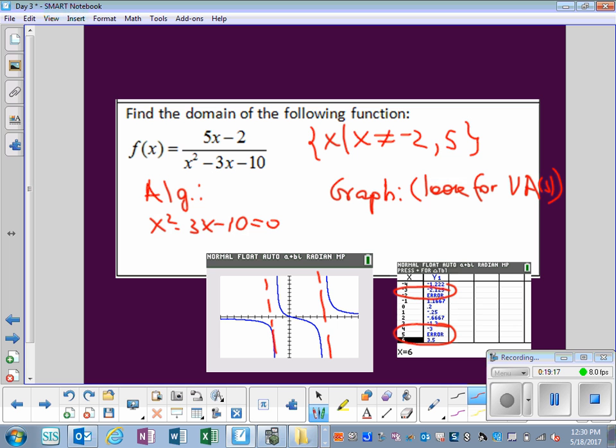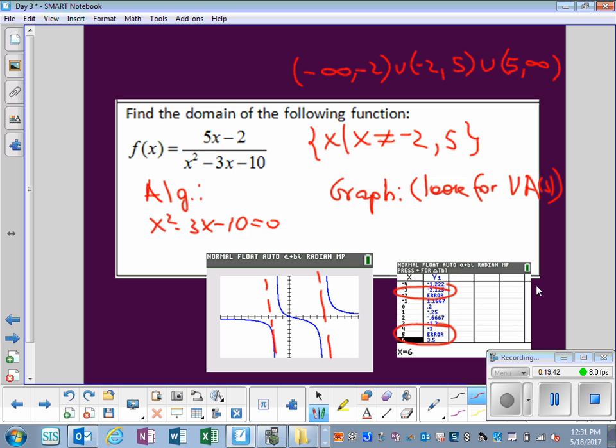Yes. If you don't see it in the calculator, just solve the quadratic equation. Also, this is set builder notation. In the other notation, I would say negative infinity to negative 2 union negative 2 to 5 union 5 to infinity. Right? Because now you have 3 intervals.